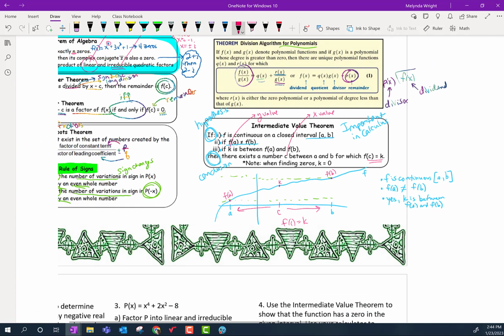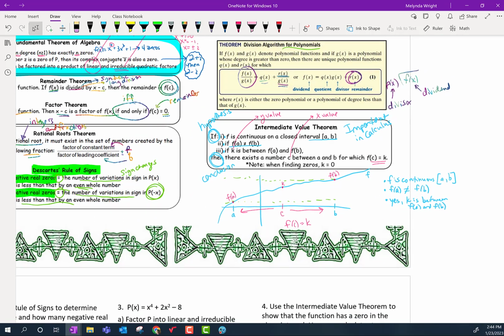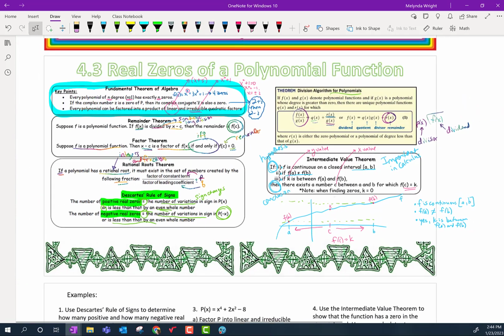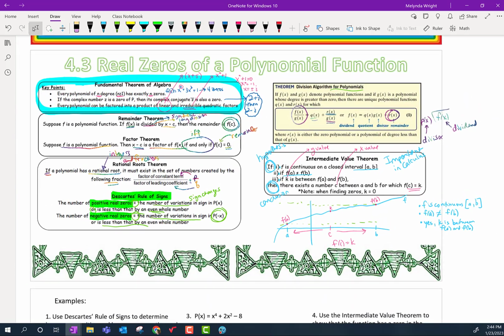All right, any questions so far on our information page? You're probably already like, what? That's a lot. It's a lot of remembering. Some of it is reminder, right? We did fundamental theorem last year. We did remainder theorem last year, factor theorem last year, rational roots theorem. All that was last year. We divided last year. The only new things this year are Descartes and intermediate value theorem. The rest of it is a review.